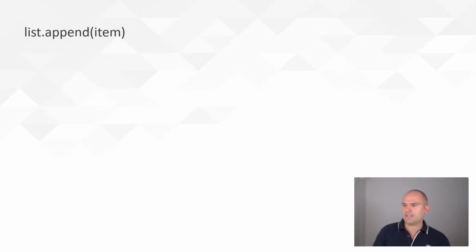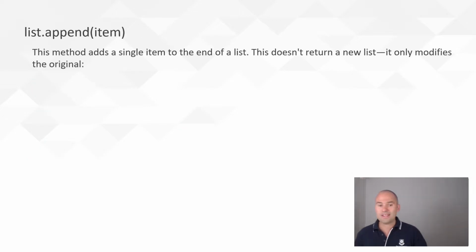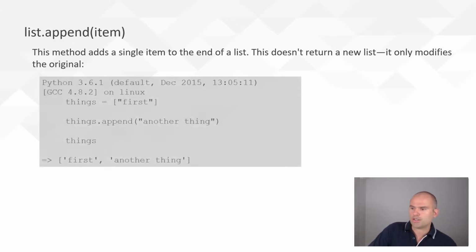Starting with list.append. This appends a single item to the list. Remember, lists are mutable. This permanently changes the list. So we have an example. We have a list called things with one item, first. We append another thing, and now, as you can see, the list contains that other thing.